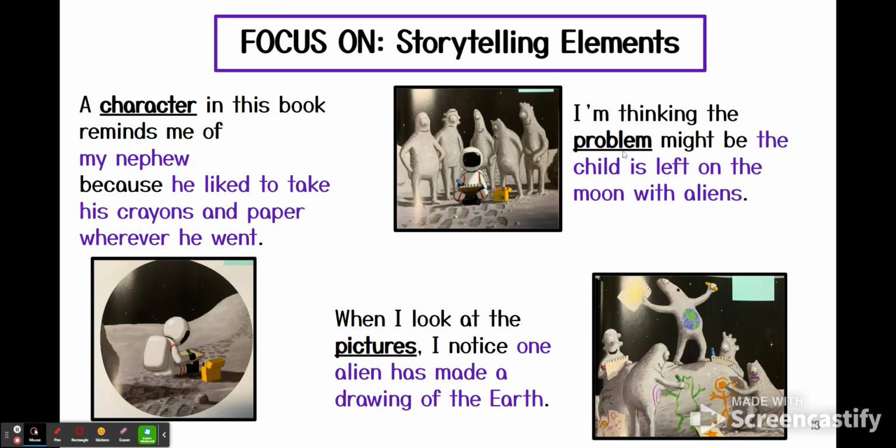Another storytelling element that we want to think about is the problem in the book. So again, using the same book, you might share with students and say, I'm thinking the problem might be that this child is left on the moon with aliens. That's a pretty big problem. When you're thinking about the story and all the parts of the story, an important thing to think about, of course, is the pictures. You can use the pictures to help you understand the story. And in this picture, we might notice that this alien has made a drawing of the Earth. That's kind of interesting as we understand the story.